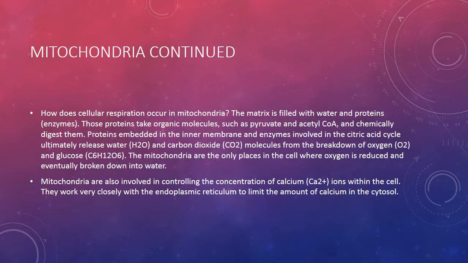Proteins embedded in the inner membrane and enzymes involved in the citric acid cycle ultimately release water and carbon dioxide molecules from the breakdown of oxygen and glucose. The mitochondria are the only places in the cell where oxygen is reduced and eventually broken down into water. Mitochondria are also involved in controlling the concentration of calcium ions within the cell. They work very closely with the endoplasmic reticulum to limit the amount of calcium in the cytosol.